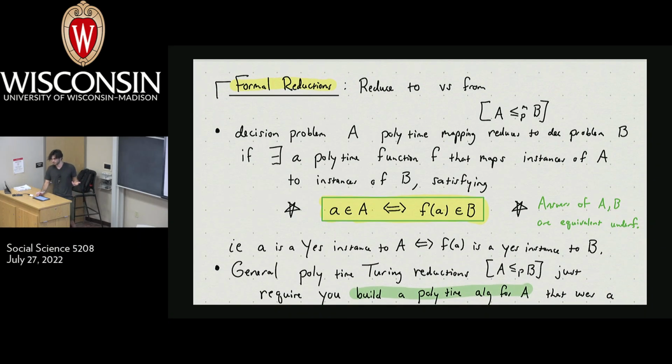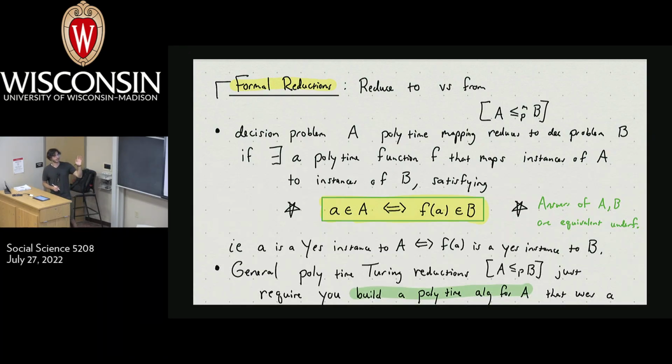So if little a was a yes instance, we need f of a to be a yes instance of the other problem. For circuit SAT, if you're reducing anything to circuit SAT, you would need that problem to have a yes instance if and only if the circuit you create can be satisfied, and vice versa: if the circuit you create is satisfiable, that should imply the original problem was a yes instance. So you can think of this as a way to solve problem A using B.